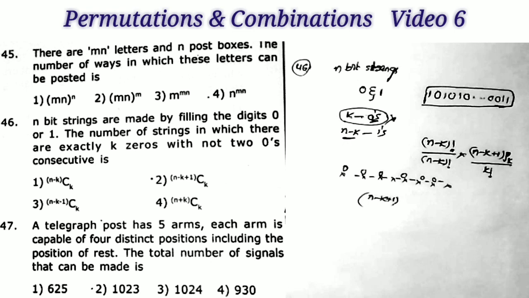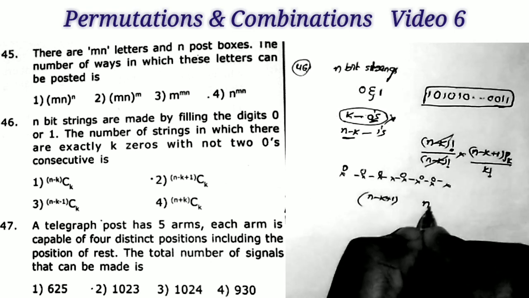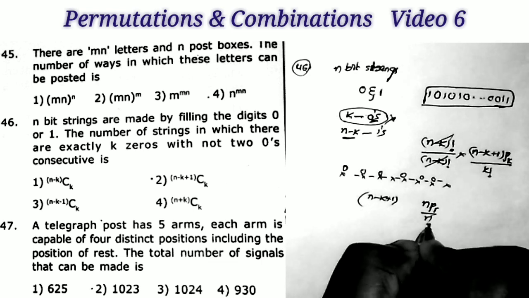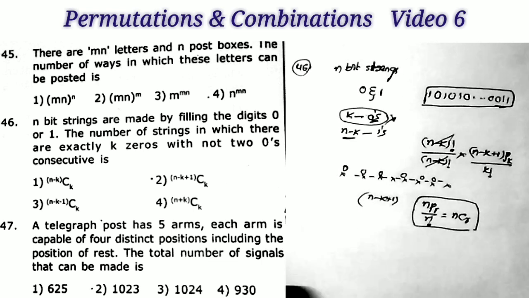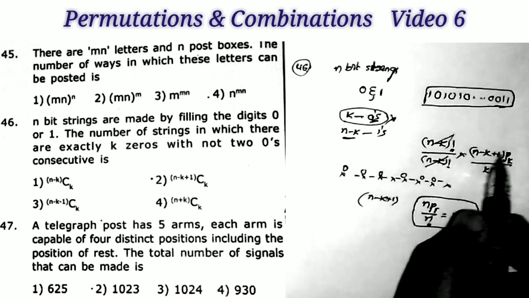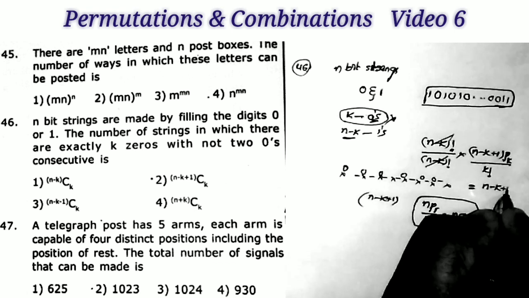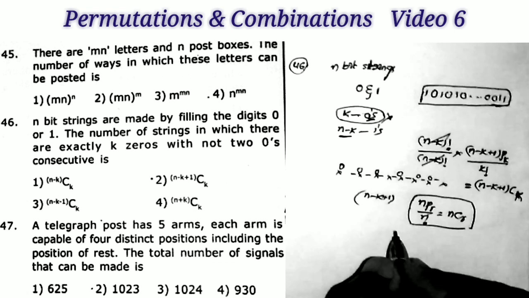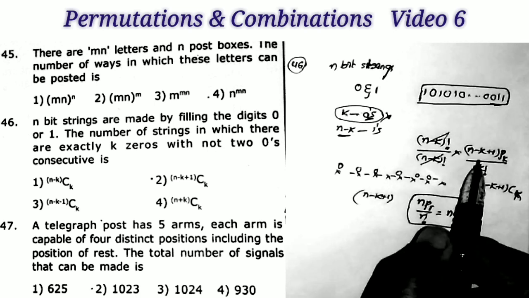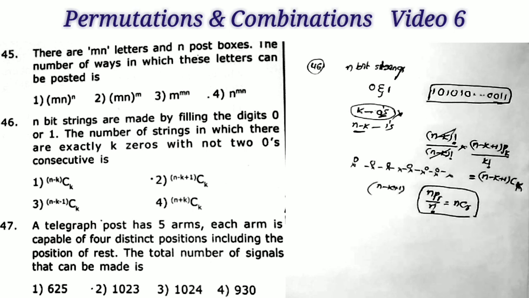Now here these two terms cancel, and what is the formula for nPr by r factorial? nPr by r factorial is equal to nCr. So here this is in the form of nPr by r factorial. Therefore the answer is n minus k plus 1 Ck. That is, n minus k plus 1 Pk by k factorial is equal to n minus k plus 1 Ck.